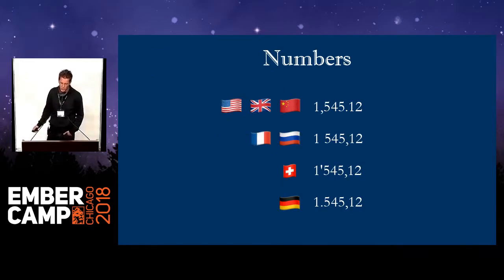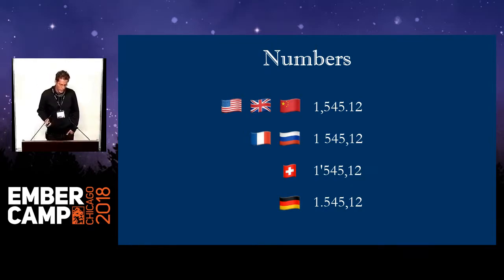Another thing that's included in internationalization is number formatting. You can see at the top the US and the UK and China, for example, they use the comma symbol as the thousand separator and a period symbol as the decimal separator. In contrast to that, France and Russia, for example, they use a space as a thousand separator and a comma as the decimal. Switzerland uses an apostrophe, and Germany just does the reverse from the US, basically, which is not confusing at all, as you can imagine.